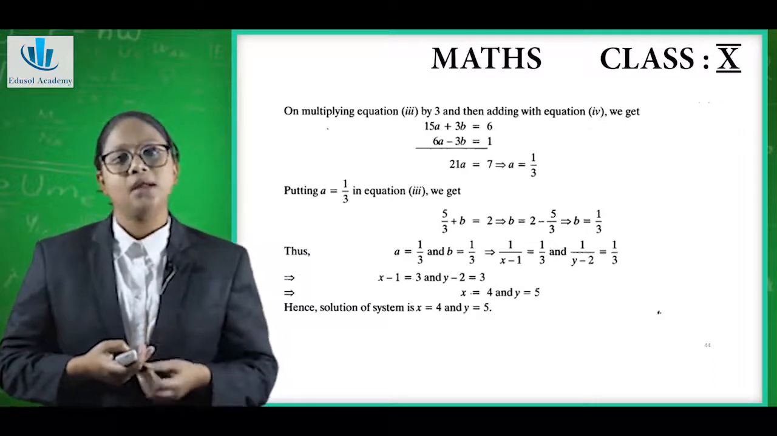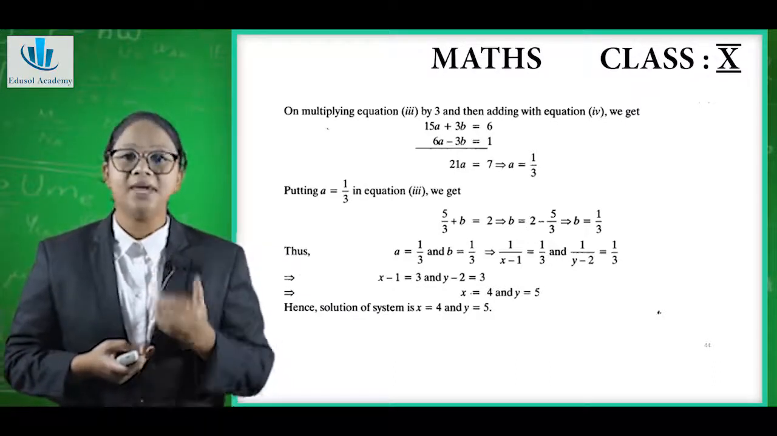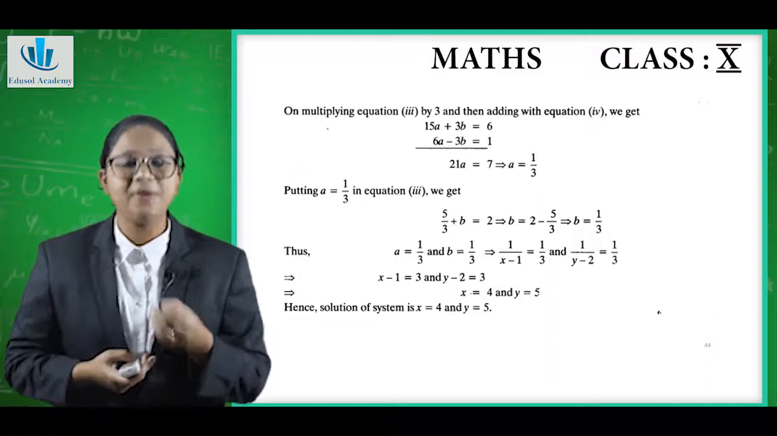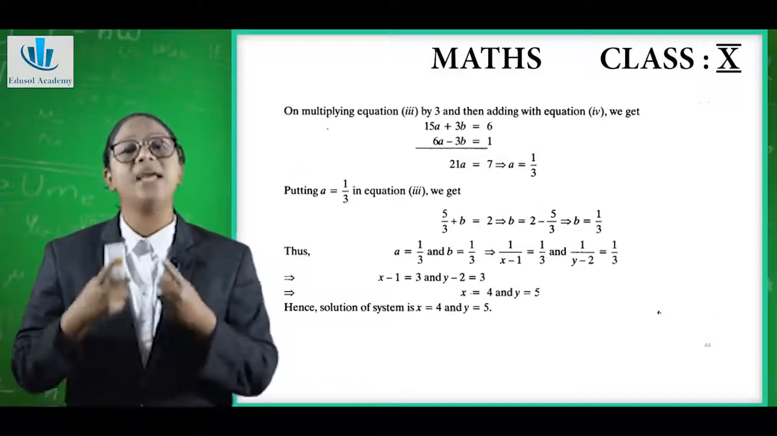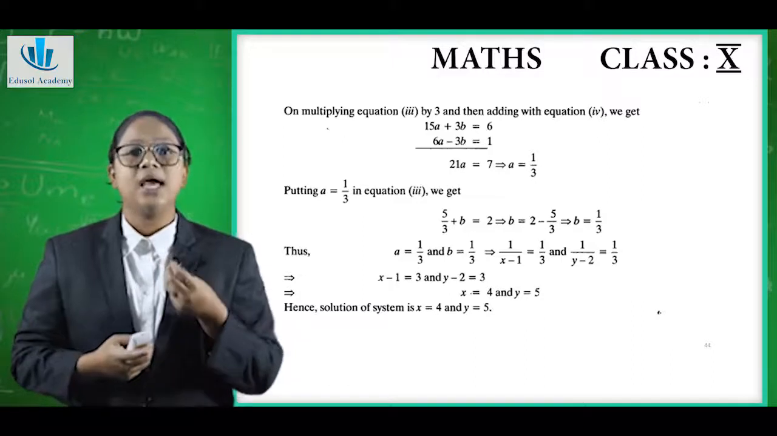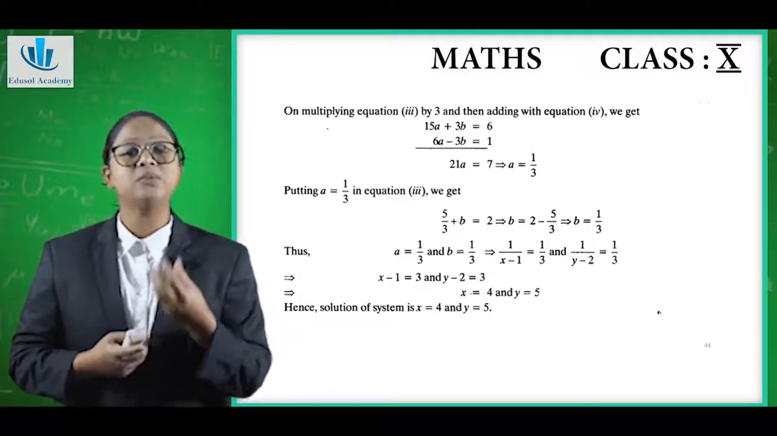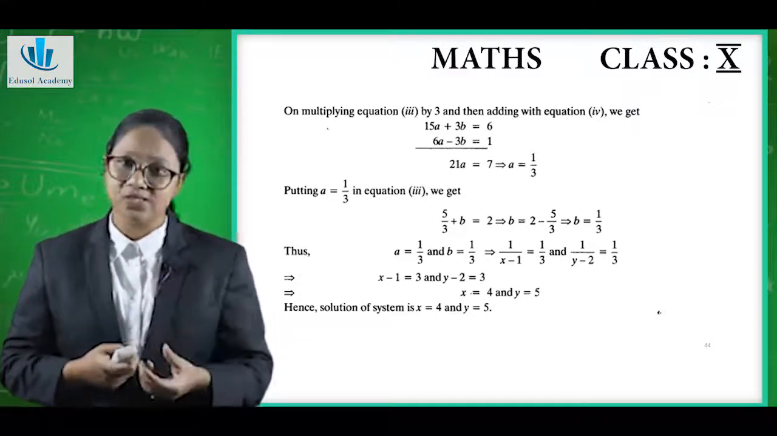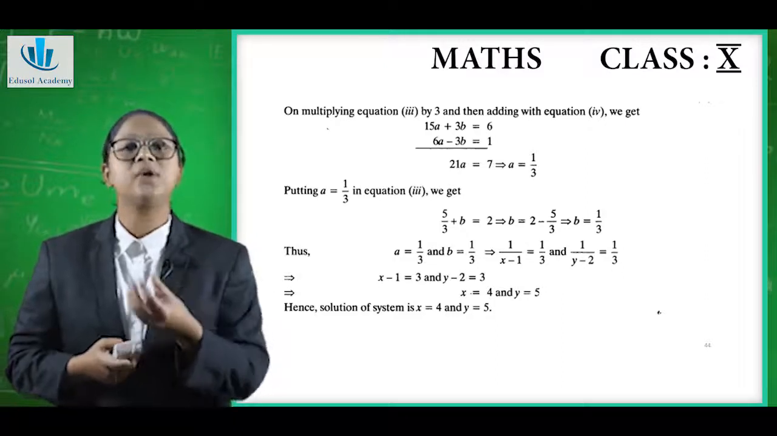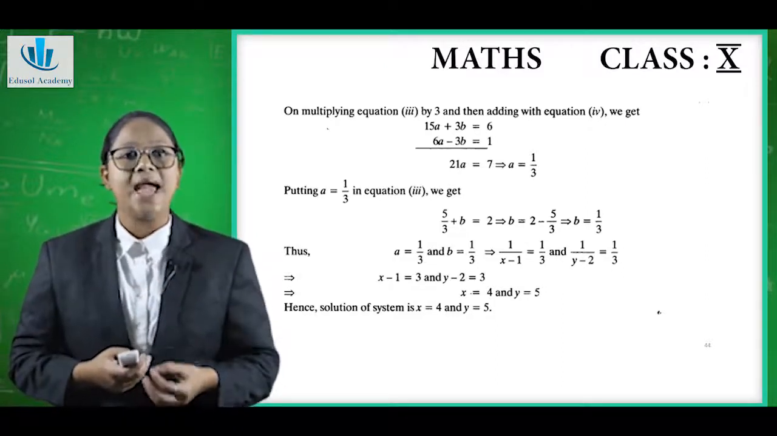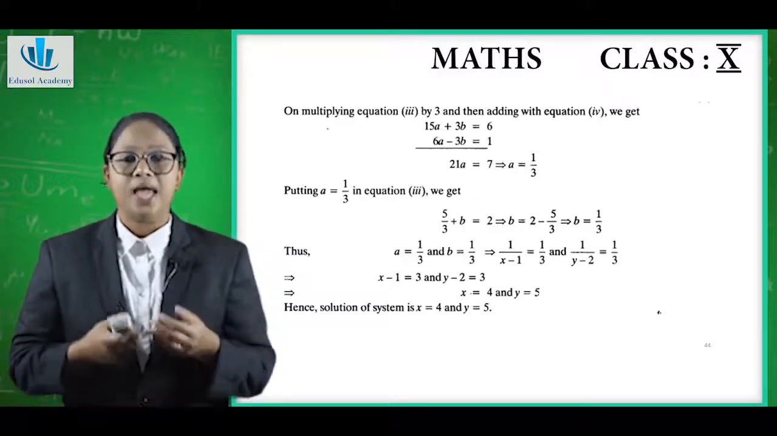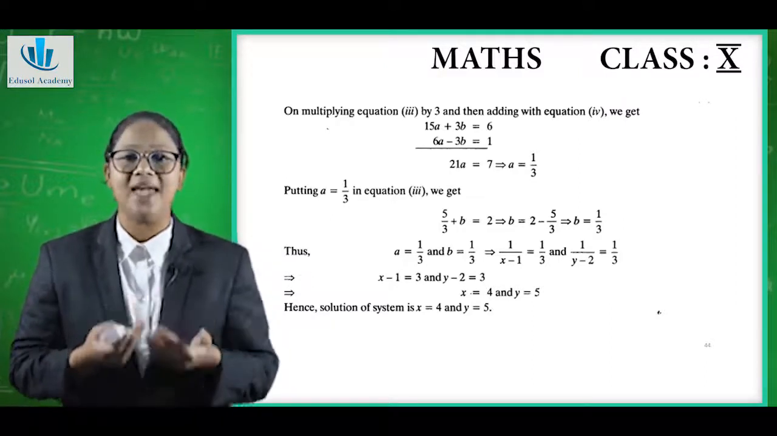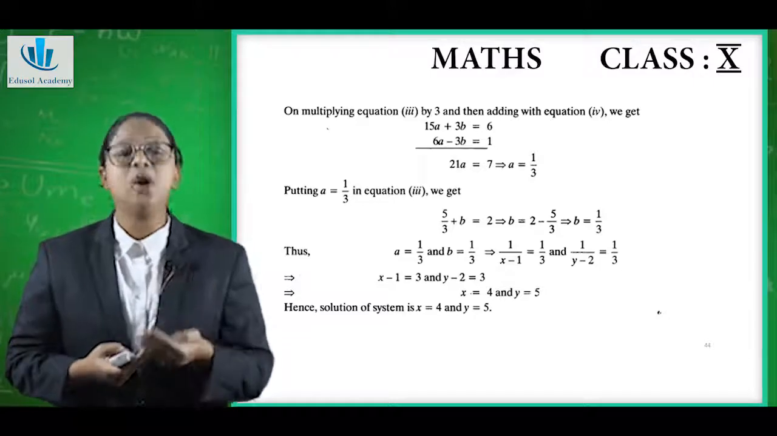Let it be there. Find B, we will get the value of B as 1 by 3. And we don't want A and B, we want X and Y. So we have assumed A as 1 by X minus 1. So 1 by 3 is equal to 1 by X minus 1. And 1 by 3 is equal to 1 by Y minus 2. And you can find the values of X and Y as 4 and 5.